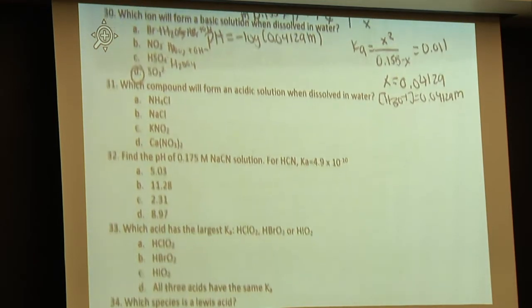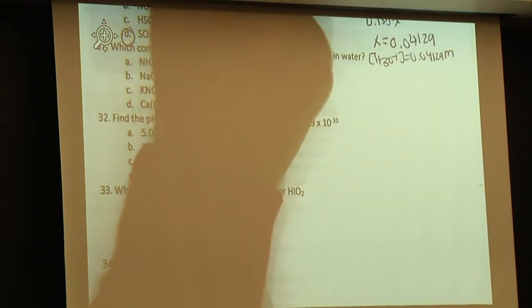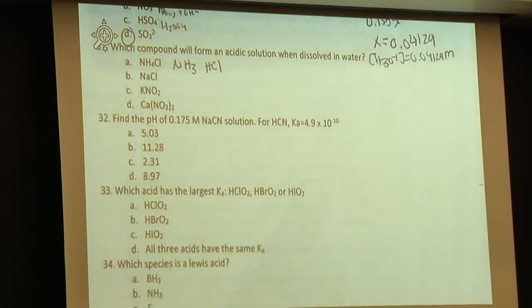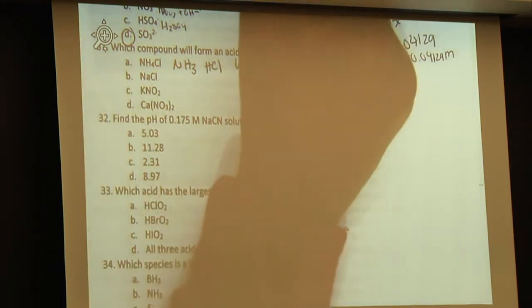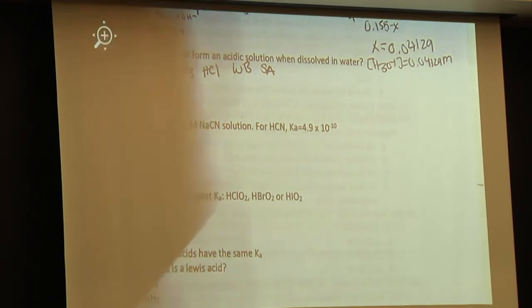Number 31. This one I can explain. Which compound will form an acidic solution when dissolved in water? So NH4 dissolved in water would become NH3. And then you have Cl minus will become HCl. NH3 is what type of base? Weak. What type of acid is HCl? Strong acid. Which one's stronger? The acid, right? So what type of solution would that be? Acidic. So the answer is A.